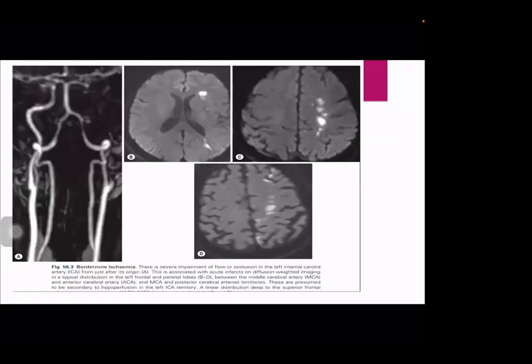Here's an MR angio. You can see the severe occlusion of the right internal carotid artery just above the bifurcation here, or the left internal carotid artery. The axial MR diffusion image shows areas of high signal intensity in the frontal and parietal lobes. They are arranged in a linear parallel fashion to the lateral ventricle, which indicates border zone or watershed ischemia.